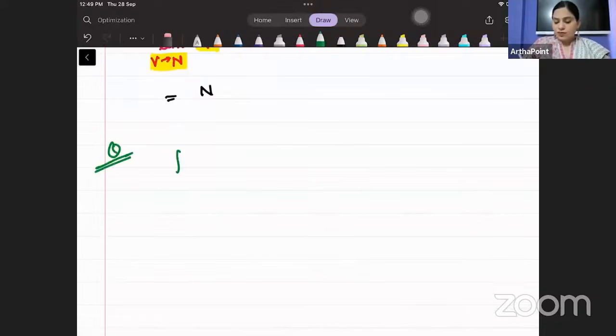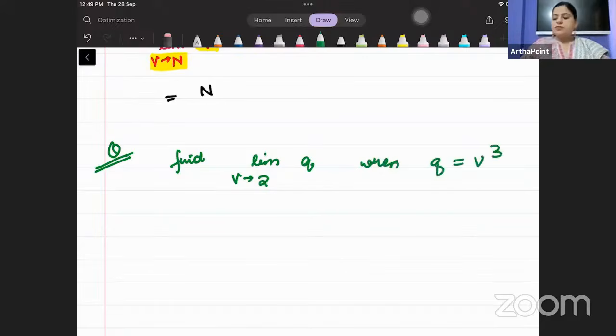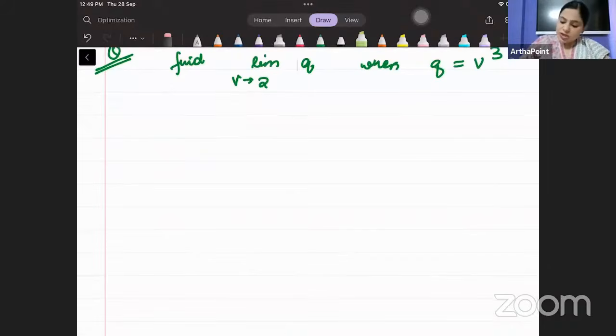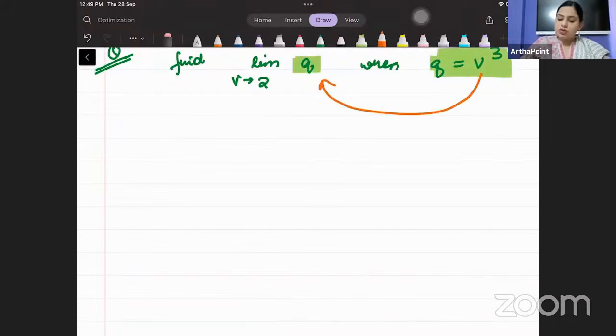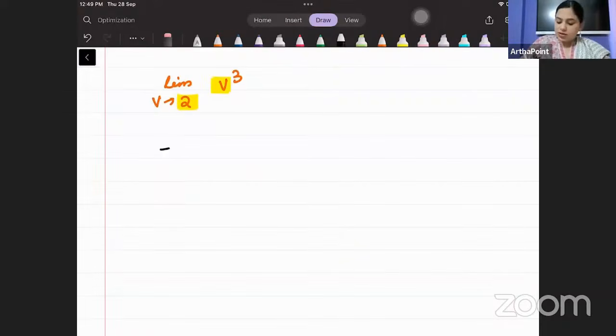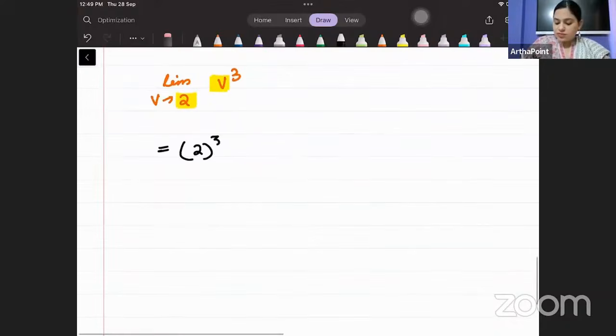Alright, let's take some questions now. Suppose I tell you to find limit V tends to 2 of Q when Q is given as V cube. Okay beta, let's see. What is the value of Q given? V cube. So instead of Q, I will put V cube. So what will I get? Limit V tends to 2 of V cube. And then beta, instead of V, what will I put? I will put 2. So what will I get? 2 to the power 3. This will be 8. So the answer to this question will be 8.